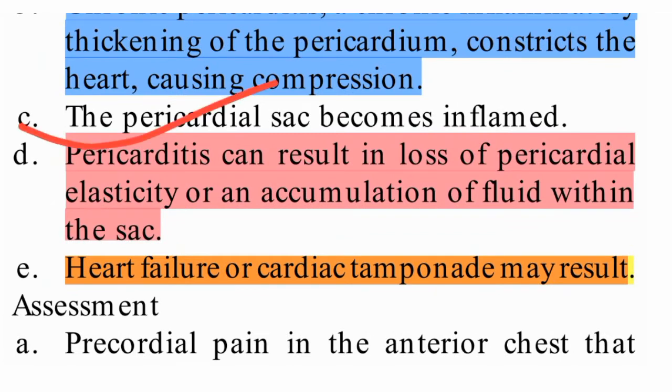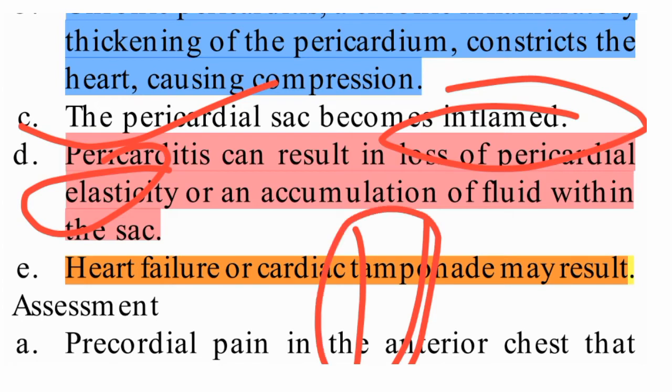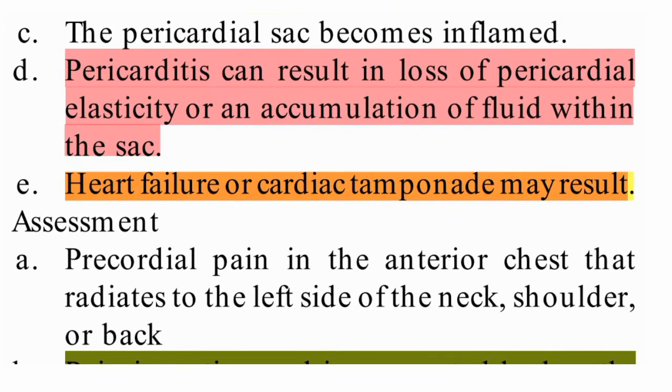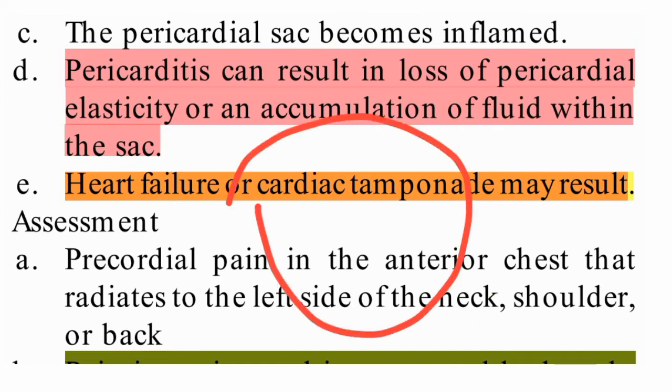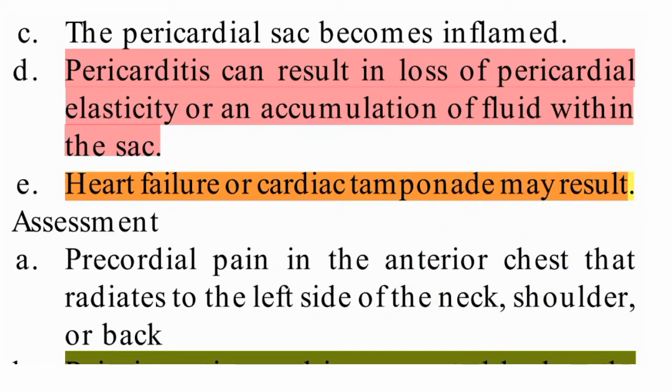Pericarditis can result in loss of pericardial elasticity. When inflammation is there, the pericardial elasticity will be lost, or fluid will accumulate within the sac. There will be so much fluid accumulation. If fluid accumulation is there, what will happen? The heart will not be able to contract properly and will not be able to fill properly. This will lead to decreased cardiac output. So heart failure will be there. Resultantly, heart failure and cardiac tamponade may result.